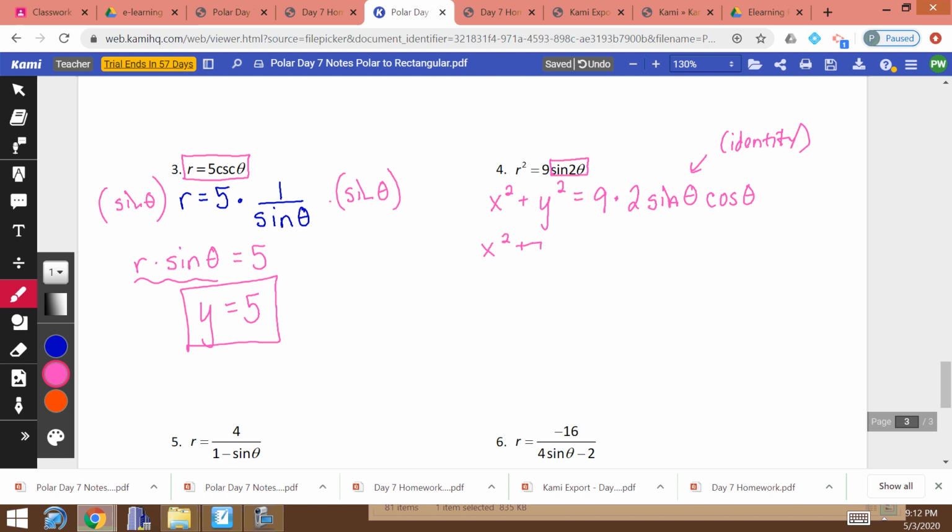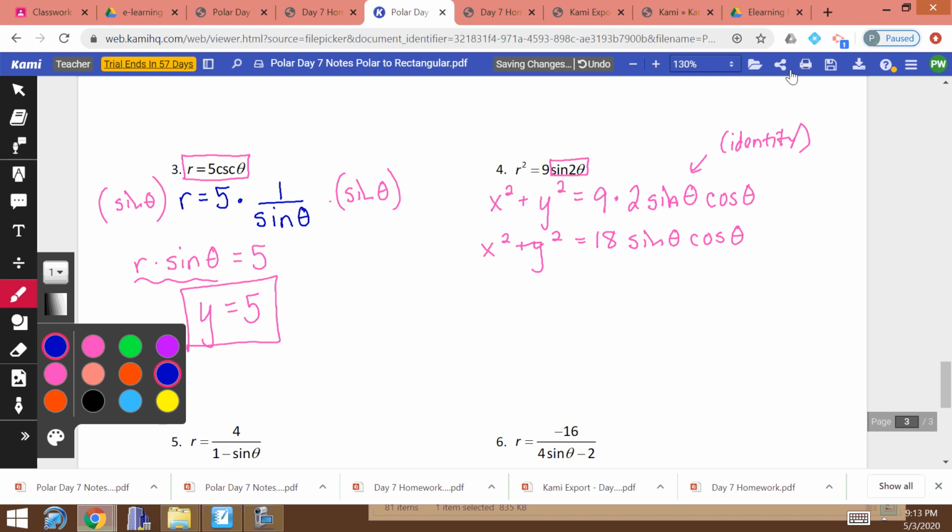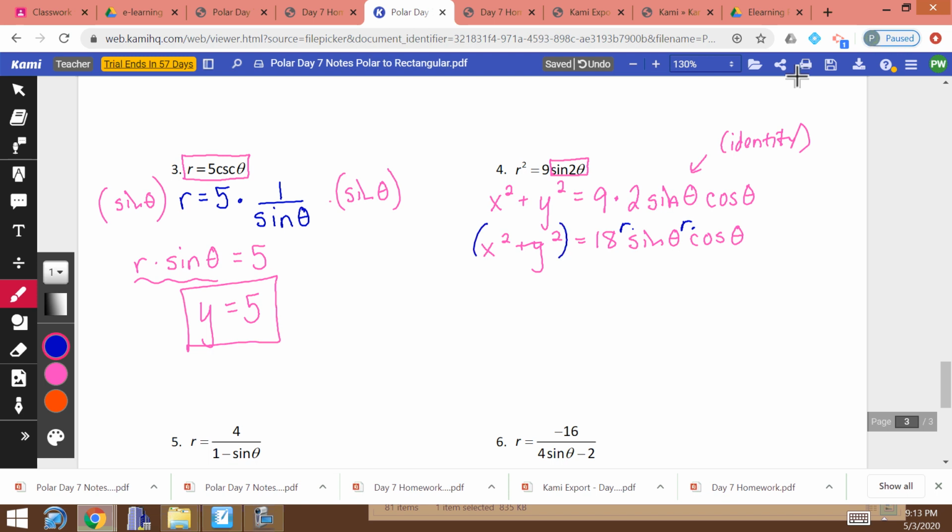We've got x squared plus y squared is equal to 18 sine times cosine. In order to change that sine and cosine, it has to be r times the sine and r times the cosine. So that's really our goal. Now, I can't just magically multiply that in there, but you can multiply the right-hand side by r squared, which means we would multiply the left-hand side also by r squared.